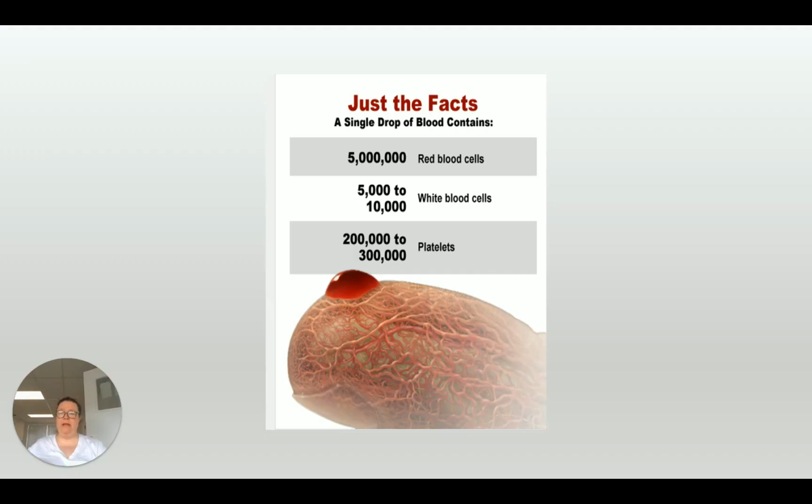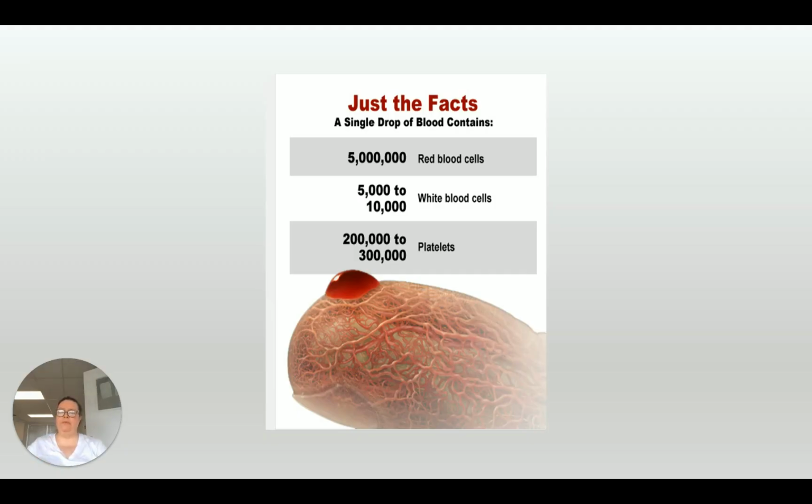Right, let's have a look at the bloods. We might as well get all this into one video. So just the facts. One single drop of blood contains 5 million red blood cells. So you can imagine how tiny they are. Okay, 5 to 10,000 white blood cells and 200,000 to 300,000 platelets.